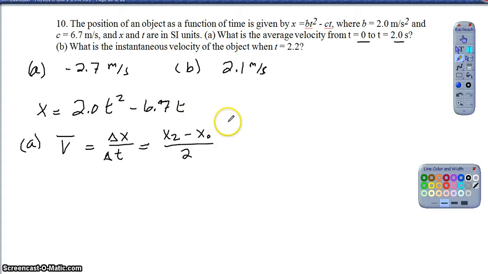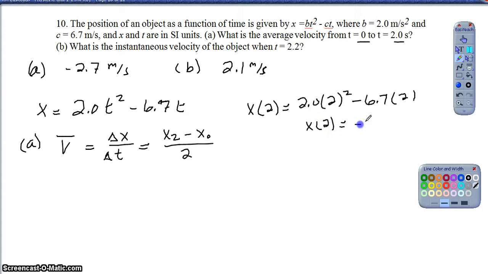So all I have to do to find my displacement at 2 seconds is plug 2 in for t and see what I get. So 2.0 times 2 squared minus 6.7 times 2. Plug that into my function, and I end up getting negative 5.4 as my result. And then when I plug in 0, obviously 0 is significantly easier because both of those have a 0 in it. So when I plug in 0, both of those quantities just end up being 0. So my initial displacement at a time of 0 was 0 as well.